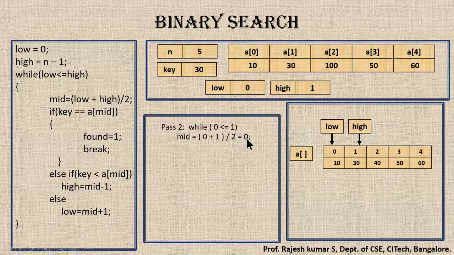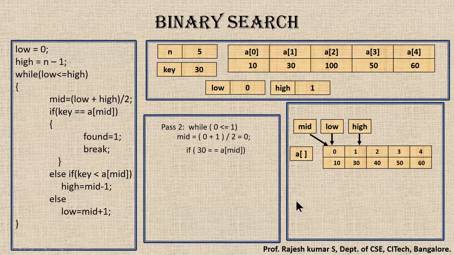So why 0? Because all the variables we have declared are integer values. So 0.5 will be discarded, and 0 will be stored in mid. Mid is pointing to the index 0. Then we'll check whether key double equals A of mid. See students, always we will be comparing with A of mid. The key element will be found at the mid location only. When the key element is found at the mid location, we'll stop the process.